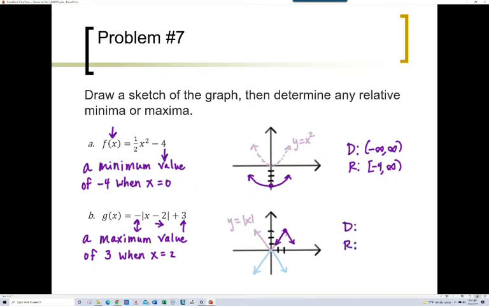On the next one, the domain is still all real numbers because it goes forever left and forever right. Again, we're looking at this graph here. The range, notice this graph has no lowest point, and so we start in negative infinity land. And then at the highest point, the y value is 3, so our range is -infinity to 3.